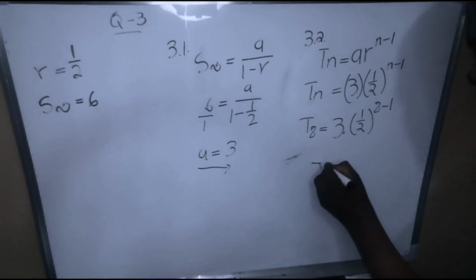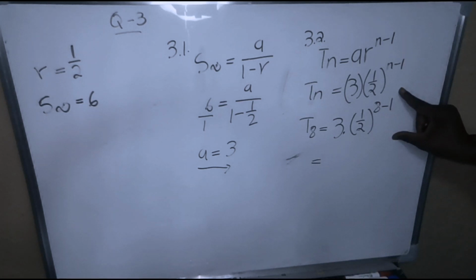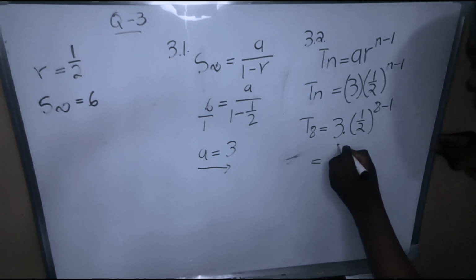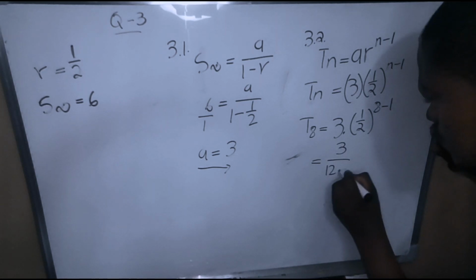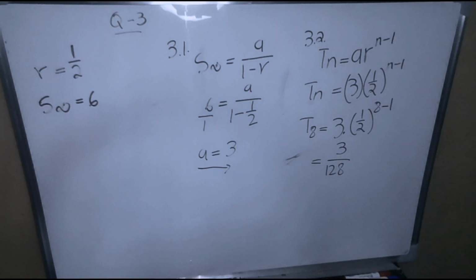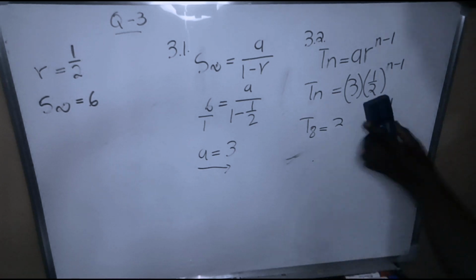Then you put this on a calculator. All of it is going to give you 3 over 128. Are we clear? This is our answer for this question. We are very much clear, guys.